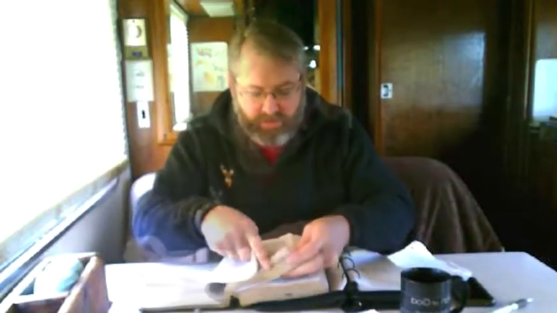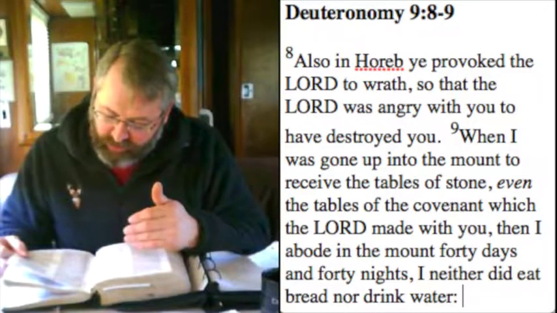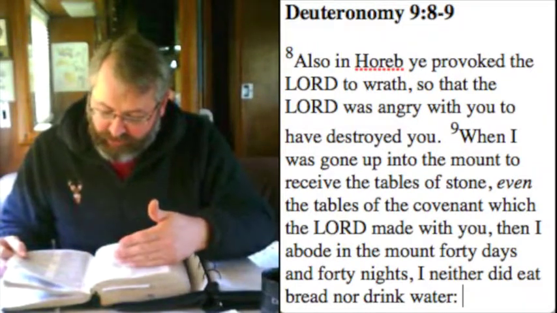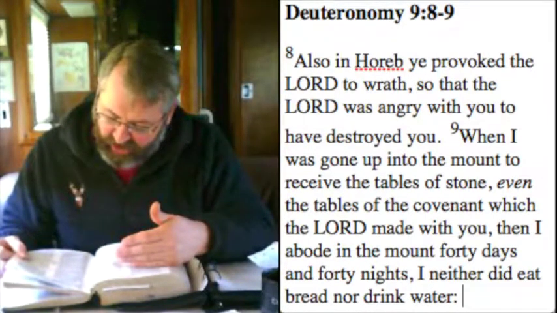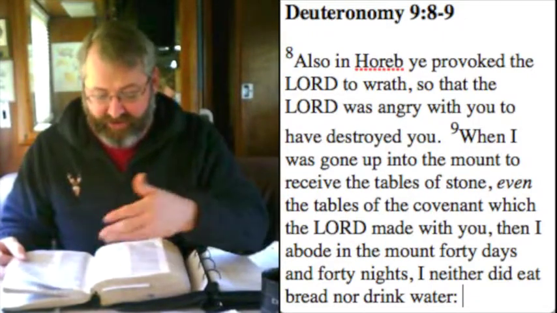And turn back to Deuteronomy 9. I'll move back at verse 8. Also in Horeb, he provoked the Lord to wrath, which is talking the same instance, so that the Lord was angry with you to have destroyed you when I was gone up into the mount to receive the tables of stone, even the tables of the covenant which the Lord made with you. I abode in the mount 40 days and 40 nights, neither did I eat bread nor drink water. Is this the same event as Exodus 31, 32? Yes, it's the same event as Exodus 31 and 32.